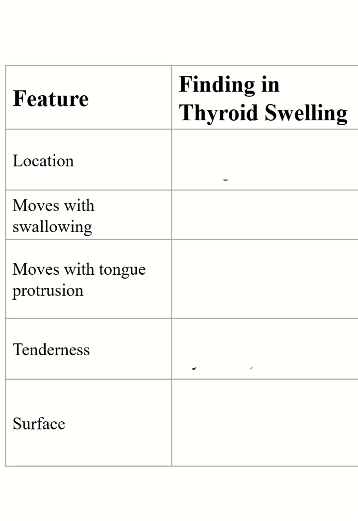Now, how do I find out if it's a thyroid swelling? First thing would be based on its location. It will be midline below the thyroid cartilage and it moves with swallowing. How do I test this? You ask the patient to drink water or just to swallow the saliva.